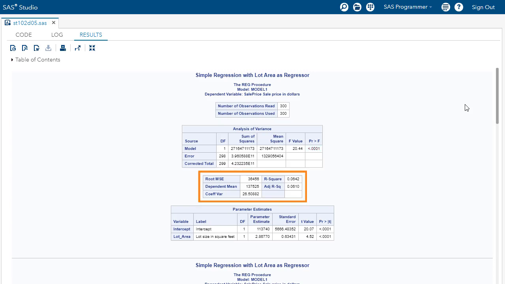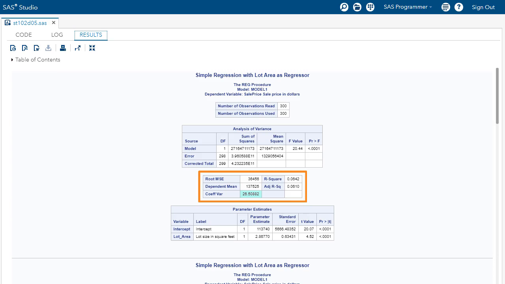The third part of the PROC REG output displays summary measures of fit for the model. The root MSE is 36,456 and is, of course, just the square root of the mean squared error in the analysis of variance table. The root MSE is a measure of the error standard deviation. The dependent mean is 137,525, which is the overall mean of sale price. The coefficient of variation is 26.50882. This is the size of the error standard deviation divided by the dependent mean.